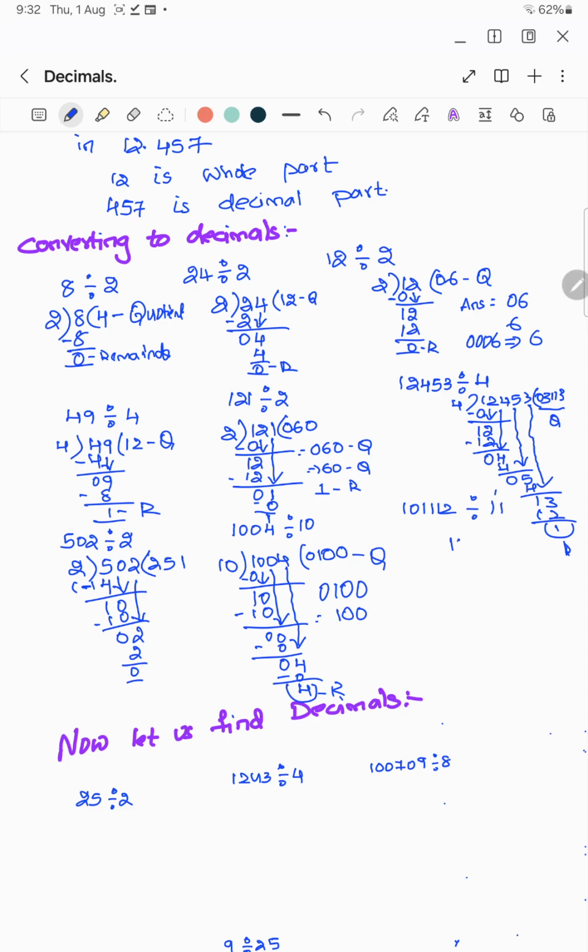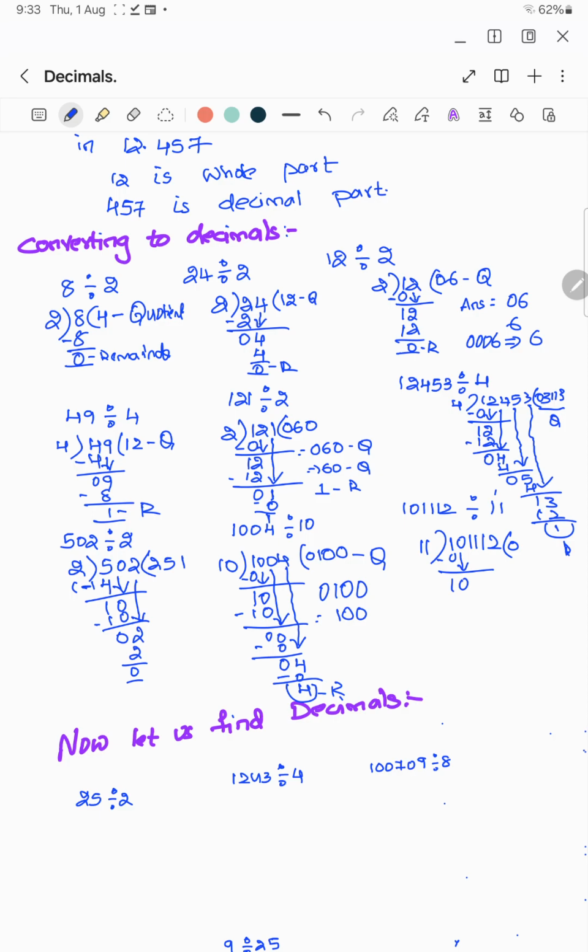Next, 10112 divided by 11. First take 11. Take the first digit in the dividend. The first digit is 1. 1 is not divisible by 11. So what are the multiples of 11 which are equal to 1 or less than 1? Less than 1 means 11 into 0 is 0. 1 minus 0 is 1.